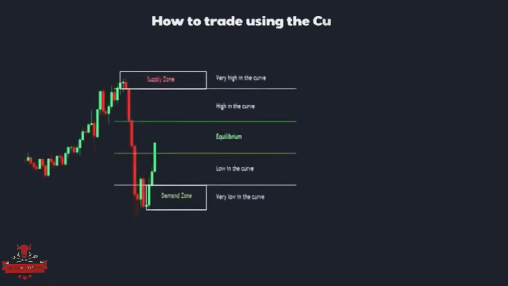How to trade using the curve. On the larger time frame, the curve serves as an indicator as to whether the current price is high, low, or in the middle between supply and demand in control. Based on this information, we can decide whether we buy, sell, or do nothing.